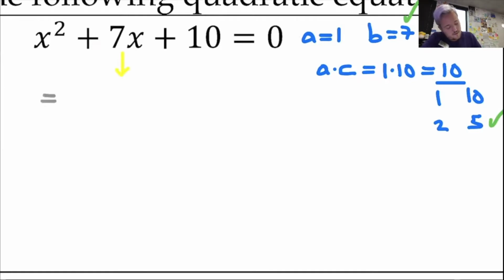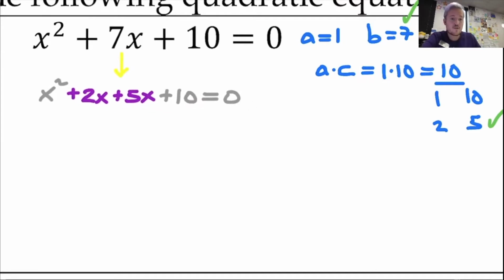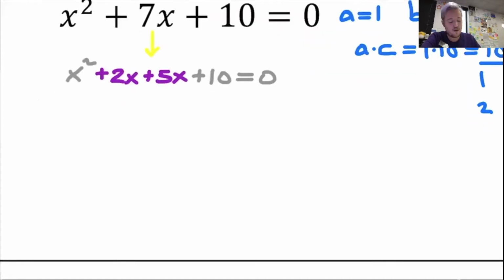So we're going to have x squared plus 2x plus 5x plus 10, and this is going to equal 0. Let me get rid of that equal sign over there. Don't need that one. Just a reminder, for the 2x and the 5x, the terms that you use to split the middle, it doesn't matter which order you write them in.